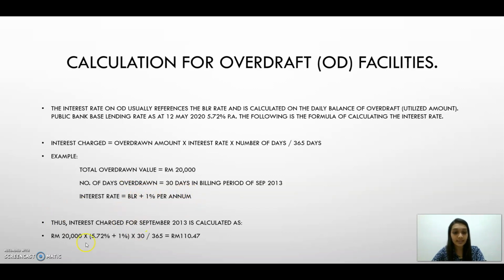So this is the interest charge for September, calculated as 20,000 times 5.72% plus 1% times 30 over 365 days, and the interest charge is 110 ringgit 47 cents for September 2013.